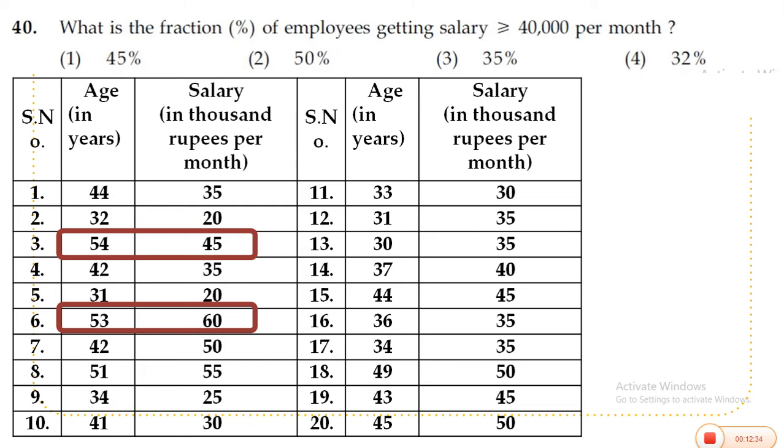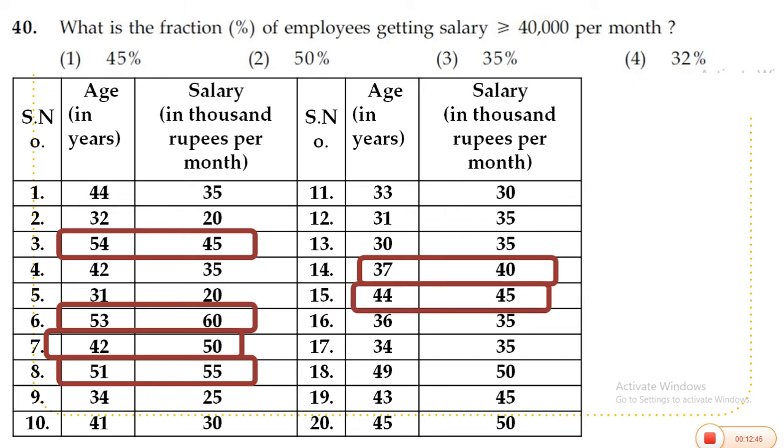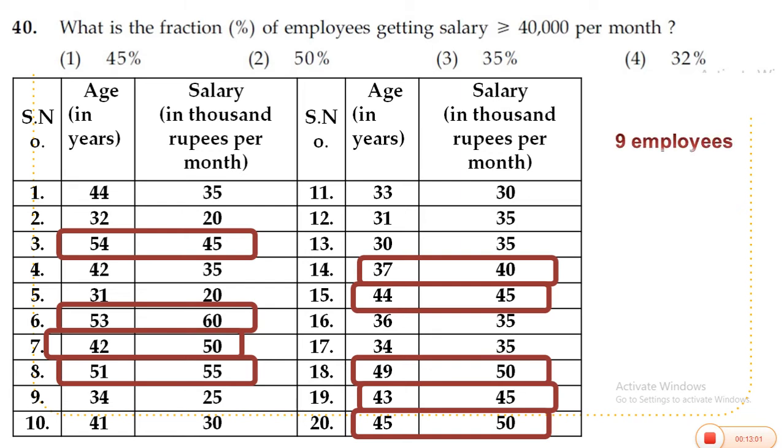You can see the first brown box. Roll number 6 is also more than 40, roll number 7 is more than 40, and roll number 8 is more than 40. Then we move to roll number 14, he is equal to 40, and roll number 44 is more than 40, and then comes roll number 18, it is more than 40, and roll number 19, yeah, it is also more than 40,000, and roll number 20 is also more than 40,000. If we count these brown boxes, you find that there are 9 employees with salary more than or equal to 40,000, right? So this is the 9 employees.